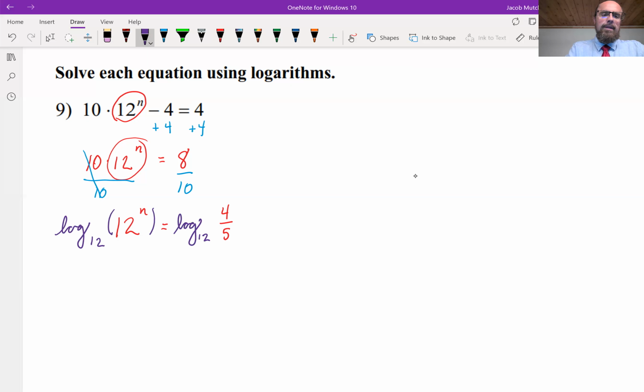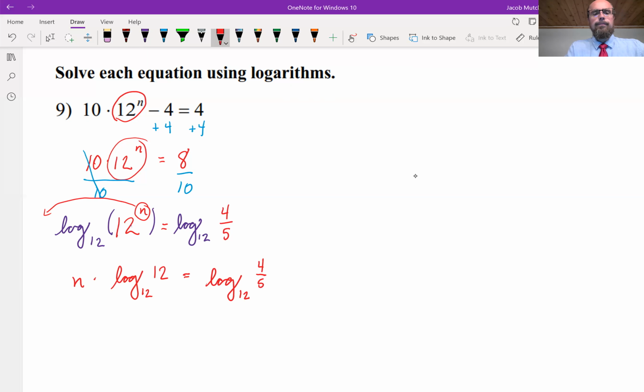Now I choose log base 12 because of how it's going to interact with that base 12. Recall using our properties that if I take the logarithm of a base raised to a power, the power descends out front as a coefficient. So this is now n times log base 12 of 12 equals log base 12 of 4 over 5.